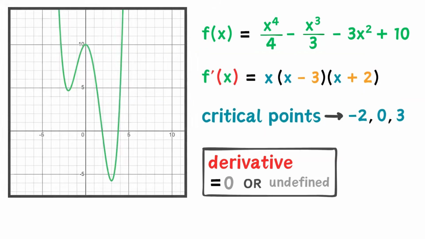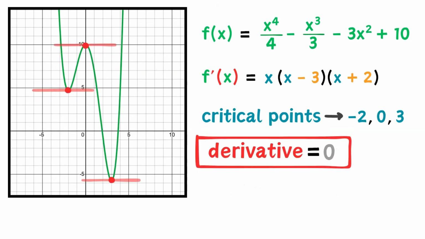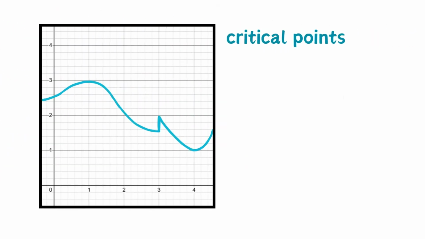And taking a look at the graph of f of x, we can confirm this. At negative 2, 0, and 3, the derivative of f of x is equal to 0, as the tangent line is horizontal. Cool. Now check out this graph. Can you find all the critical points?